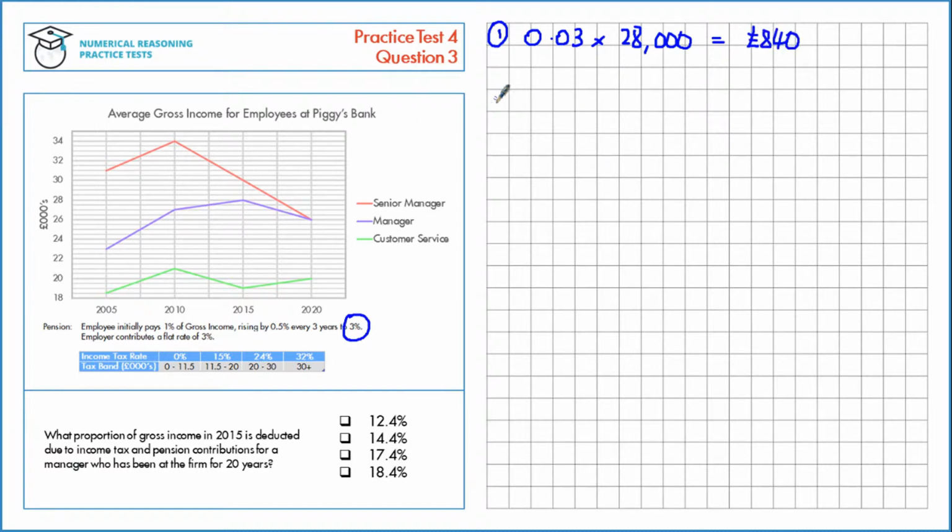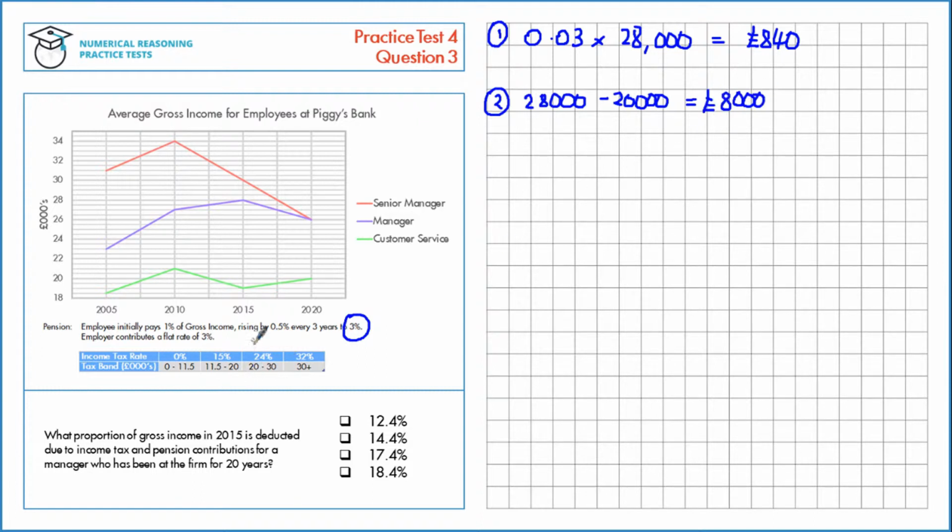For the next part, we need to calculate the tax that's taken off of this basic income, 28,000. So first we need to do a few calculations. What we'll do is we'll calculate this band here. So in this tax band, we take 28,000, subtract the 20,000, which is the lower end of the band, which leaves us with £8,000.